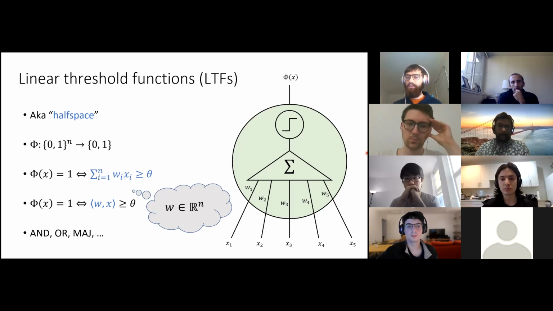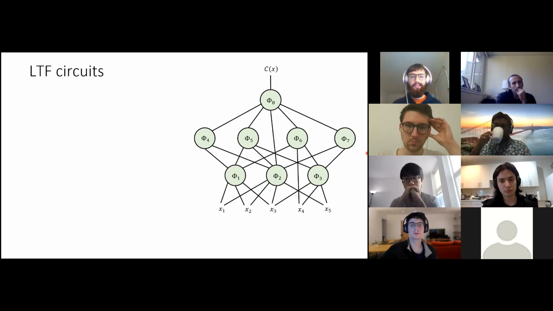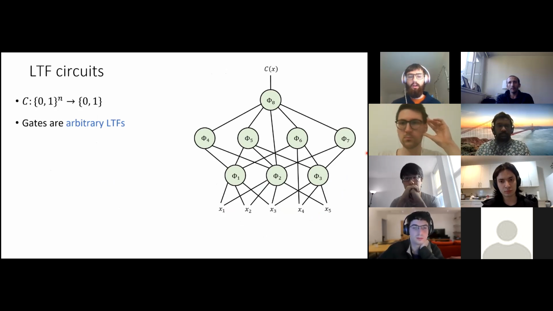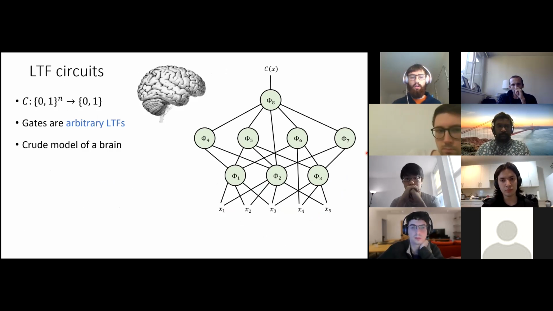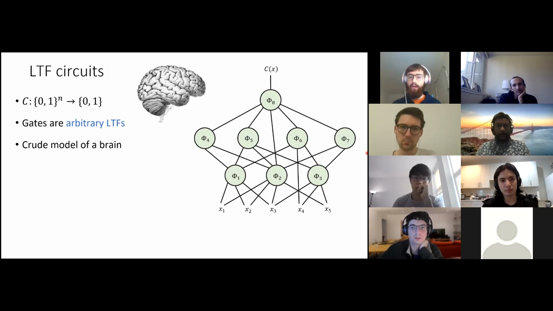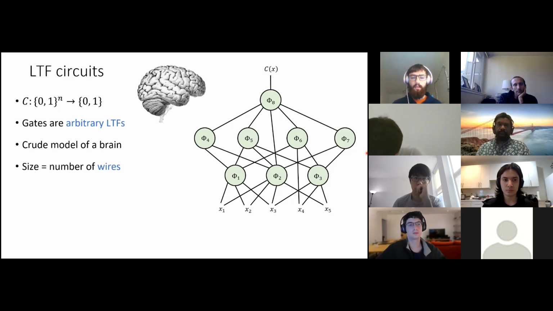So this generalizes AND and OR gates. It also includes things like the simple majority function and lots of others. An LTF circuit is what it sounds like. It's a circuit where the gates are arbitrary LTFs. So you could think of this as being like a really crude mathematical model of a brain, right? Because one individual LTF is sort of similar to an individual neuron in a neural network.